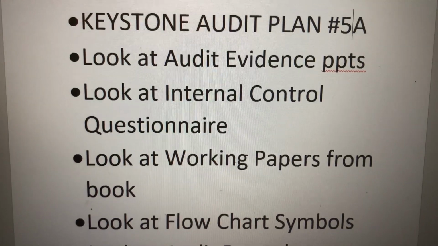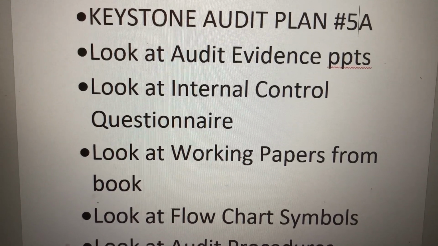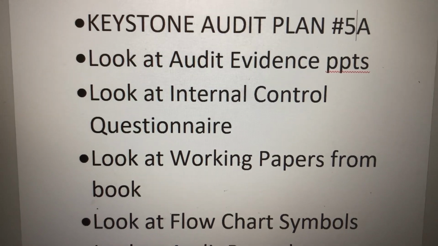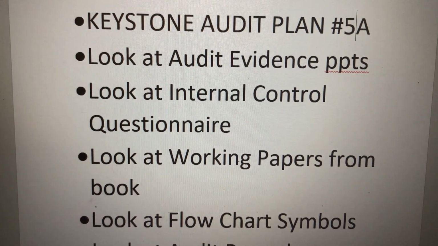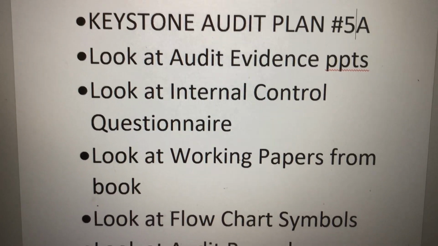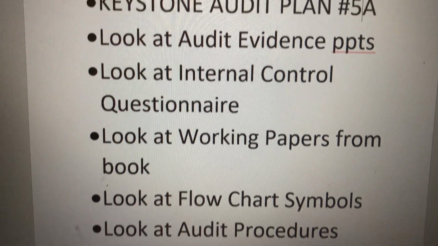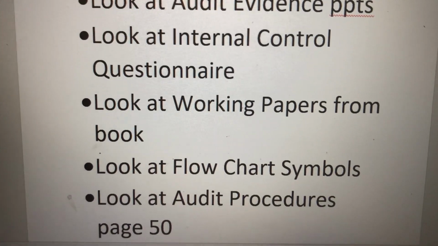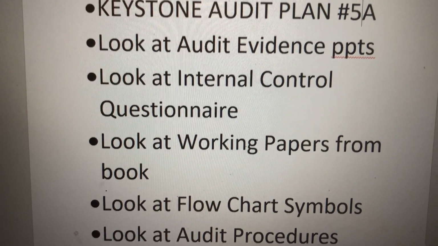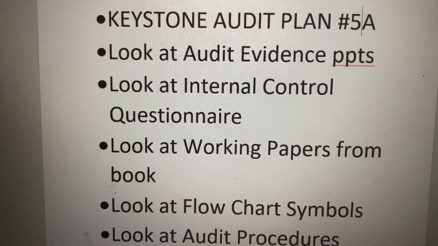You need to be working on some items in the Blackboard because we have a test on the 20th. So you need to look at the audit evidence PowerPoints. You need to look at the handout on internal control questionnaires, working papers, flowchart symbols, audit procedures. Okay, look through all that. Make sure you've covered that. Some of it will be on the test. I'll give you a little bit more detail when we get to it.